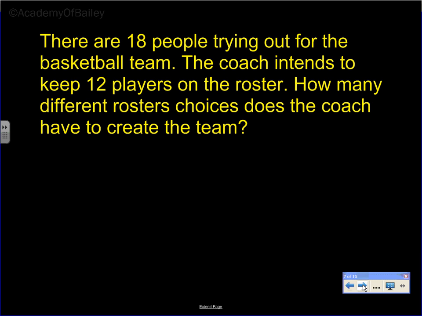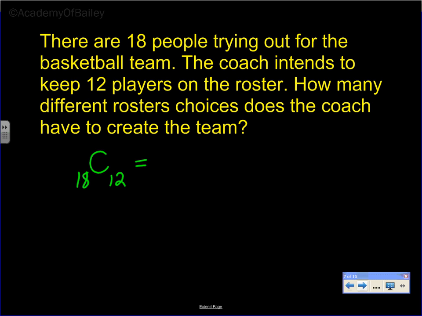18 people are trying out for the basketball team. The coach intends to keep 12 of them on his roster. How many different roster choices does the coach have to create the team? Well, order isn't going to matter here, so we know order does not matter in a combination. He has 18 guys to choose from, and he's only keeping 12 guys on his team.